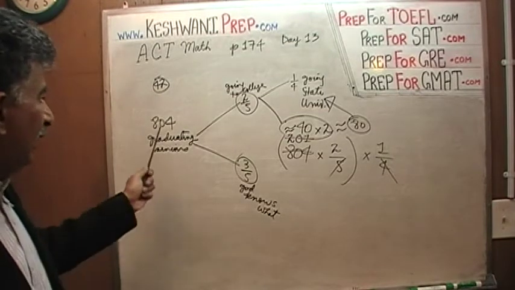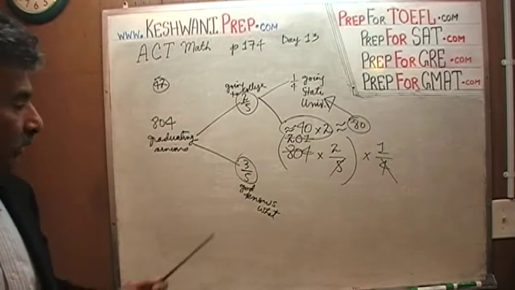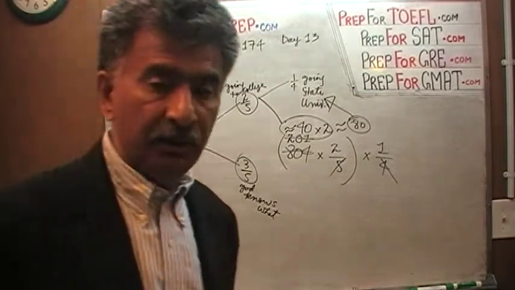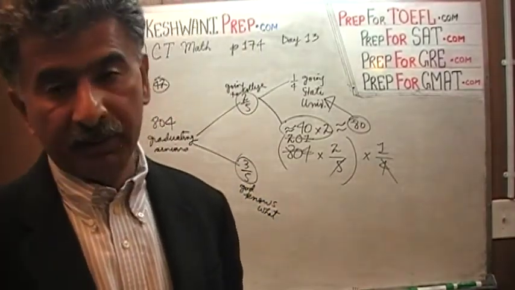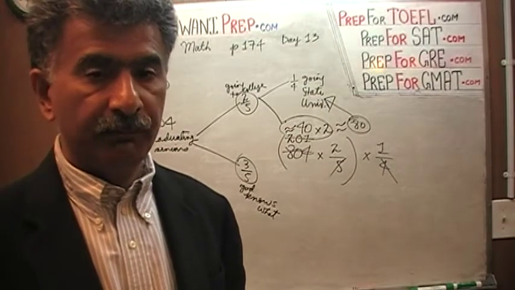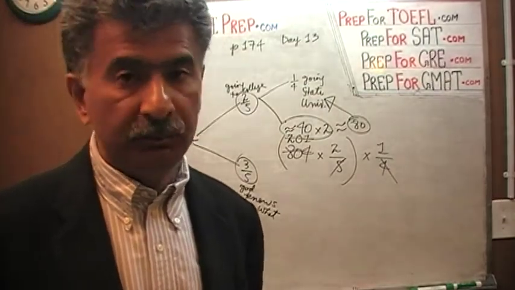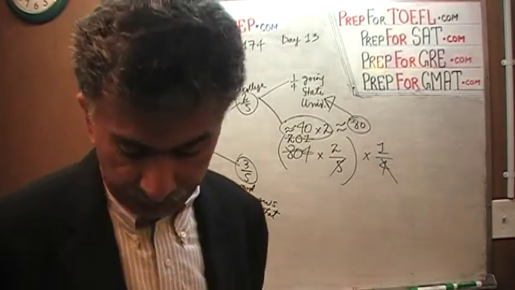In other words, about 10% of the total population. 804 are graduating, and about 10% of those, which turns out to be about 80, are going to end up in a state university. The other 90%, we do not know. All right? As I said, God only knows. That was it.